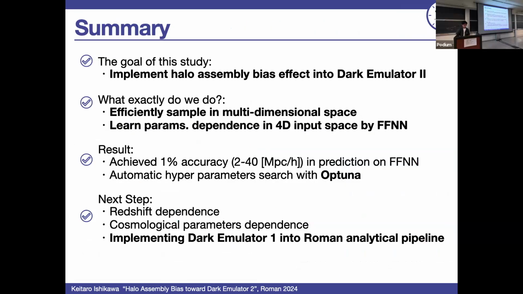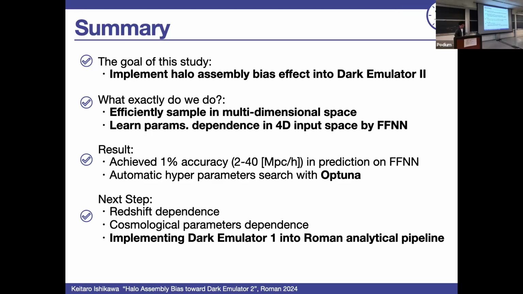Okay, I'll summarize this talk. Today, the goal of this study is to implement the halo assembly bias effect into dark emulator 2. So we efficiently sample in multi-dimensional space, and we learn the parameter dependence in 4D space by a feed-forward neural network. As a result, we achieve 1% accuracy between 2 to 40 megaparsec over h with the feed-forward neural network. And next step, we consider redshift and cosmological parameter dependence.